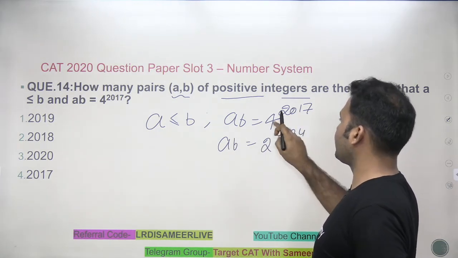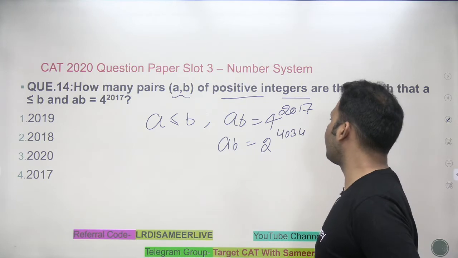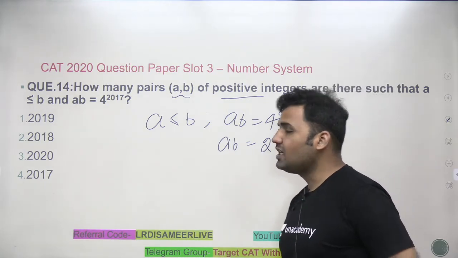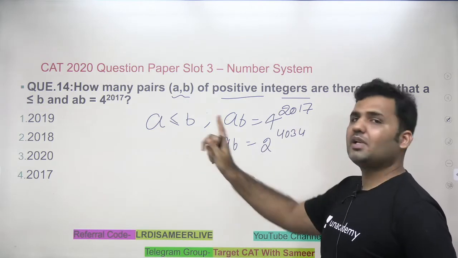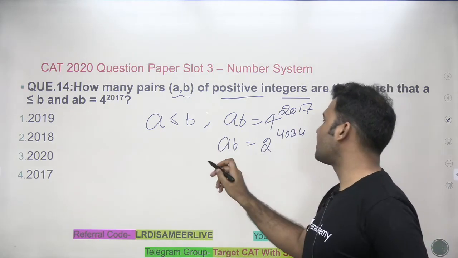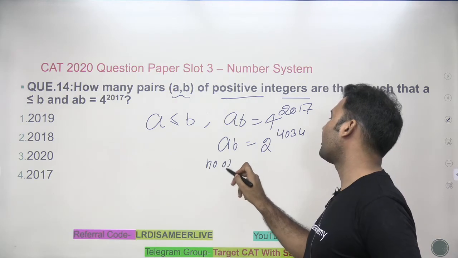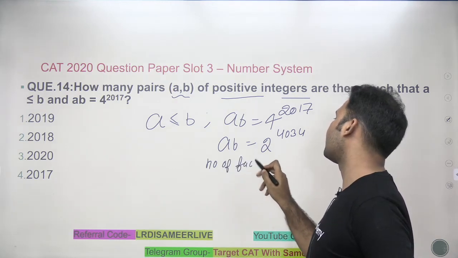Can I write it down? 4 as 2 power 2, and 2 into 2017 would be 4034. I need to make sure that A into B is this number, but the value of A should be less than or equal to B. Guys, this question can straight away be solved with the number of factors concept. How many factors are there for this number?